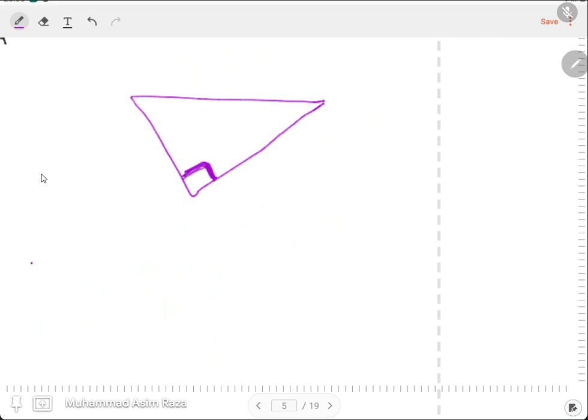And the side opposite to 90 degrees, you know that it is the hypotenuse. Let's say this is A, this is B, and this is C. Then the length opposite to A is small a, which is the hypotenuse as well. The length opposite to B is small b, and this length is C.